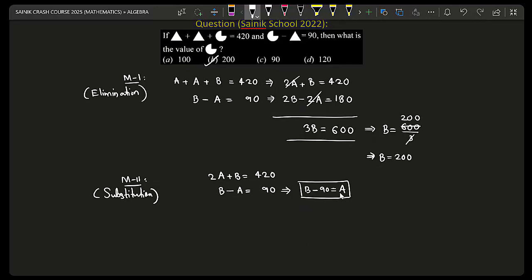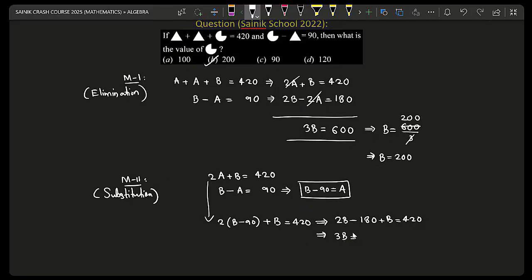So what I'm going to do in this equation, the first equation, wherever a is there, I'm going to substitute b minus 90. That is 2 times (b minus 90) plus b is going to be 420. Now let us simplify this to get the value of b. So 2 times b, 2b, 2 times 90, 180, plus b is equal to 420. Now 2b plus b can be simplified to 3b.